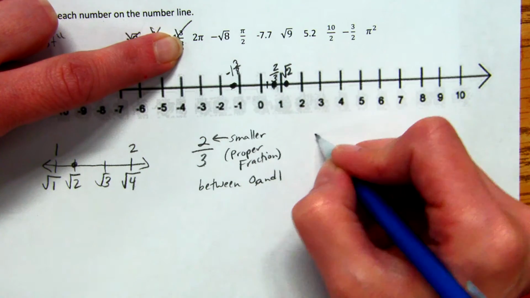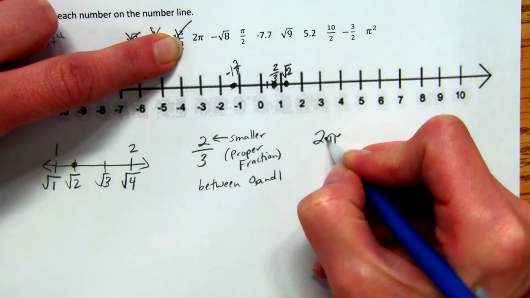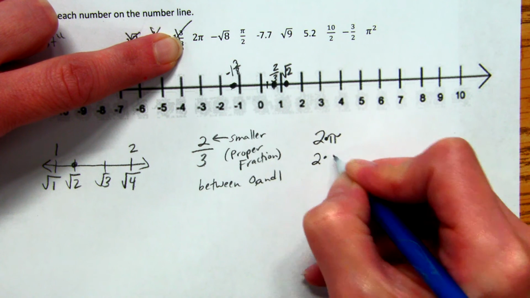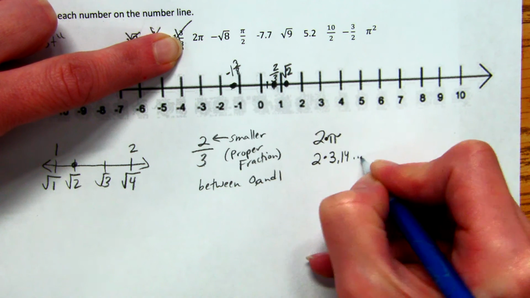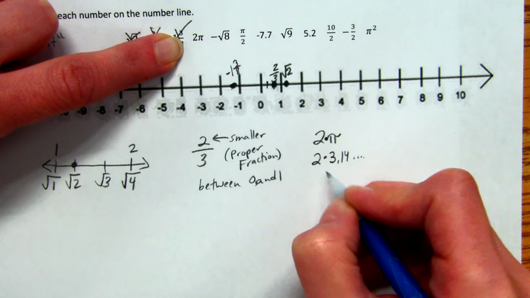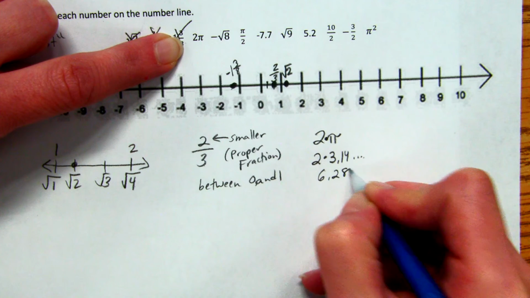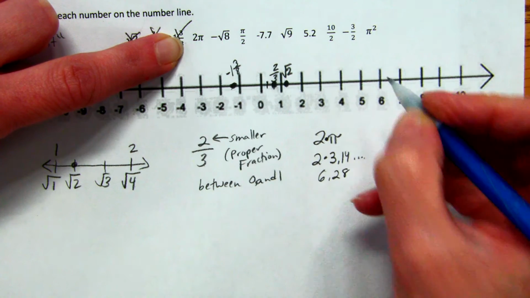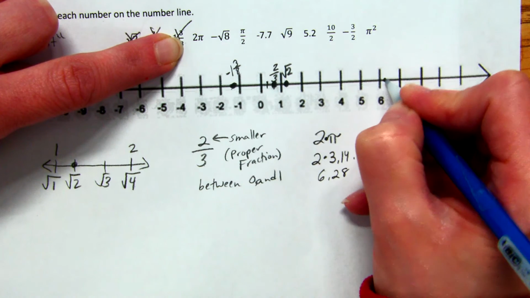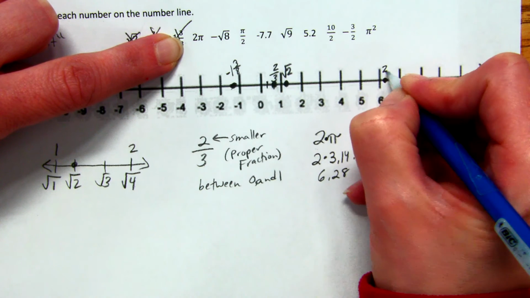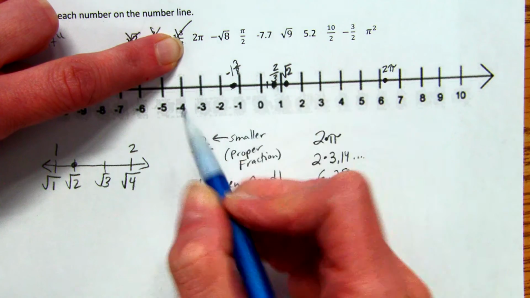2 pi means 2 times pi. So that'd be 2 times 3.14, and so that'd be about 6.28. So over here it'll be a little bit past the 6. That's where we will put 2 pi.